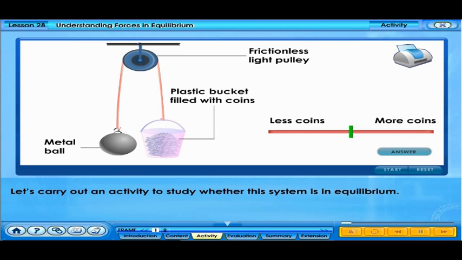Let's carry out an activity to study whether the system is in equilibrium. Click on the slider bar to increase or decrease the number of coins in the bucket and also to balance the mass of the metal ball. Click on the Start button to observe what happens.